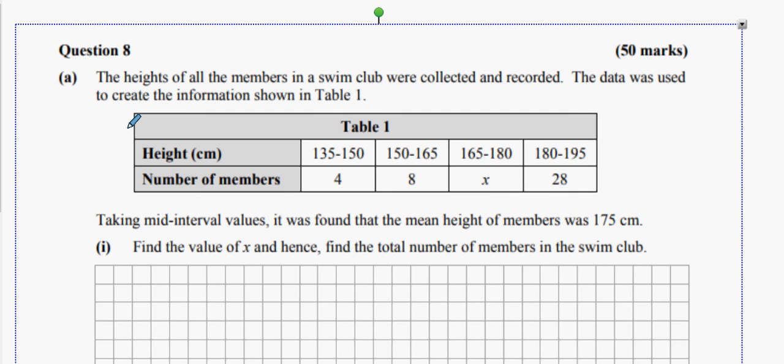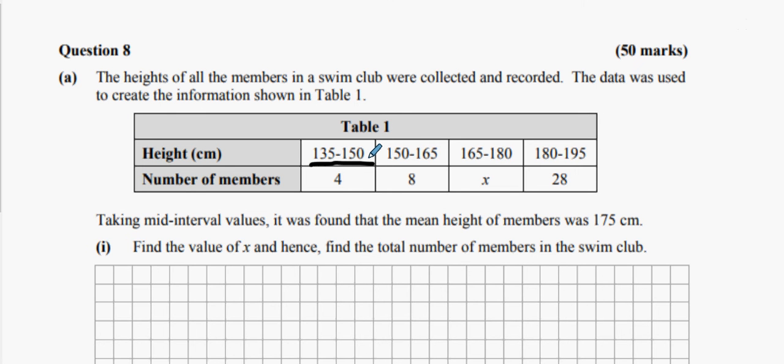The heights of all the members of the swimming pool were collected and reported. The data is shown in the table below. Taking mid-interval values, it was found that the mean height of the members was 175. Ouch. What does mid-interval mean? It's in the name. Add them together and divide by 2. I'm going to get 142.5. Next one, 157.5. The one after that, 172.5, and the one after that.